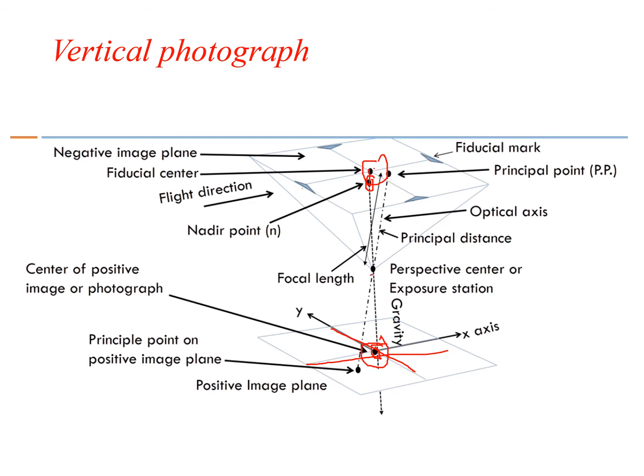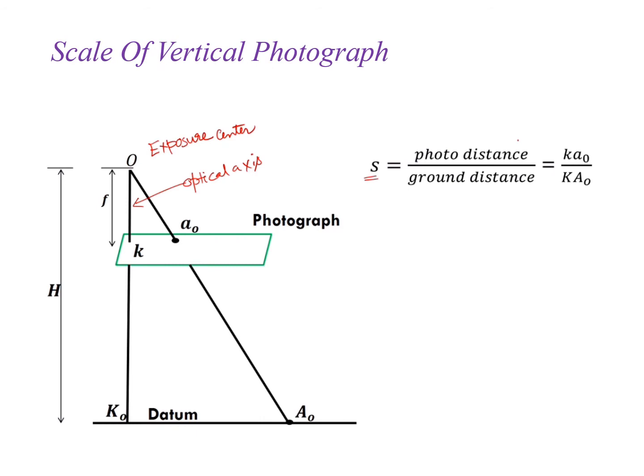Okay, now if I draw a line passing through this and this one, this is nothing but your gravity line, or we can say your truly vertical axis. Having understood this, we want to know what could be the scale of vertical photographs. Okay, now you understood this.